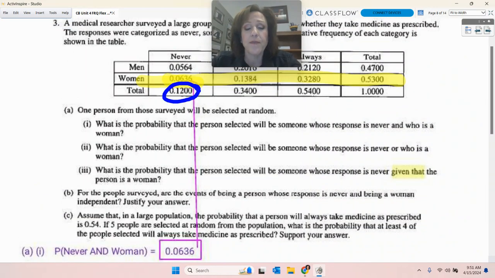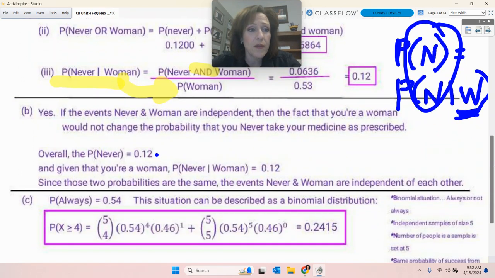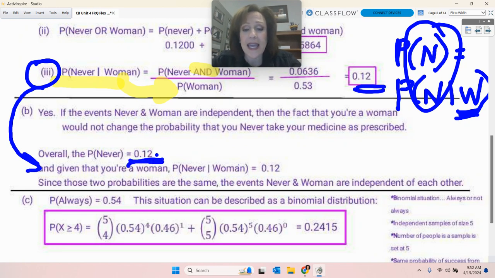Overall, probability of choosing never. And then if we do, given that you're a woman, the probability of choosing never, then never and woman over the women. So that is actually just what you did in part C, or part 3 right here. So we compare this to this, and we can see that those are the same. So the fact that you're a woman did not change the probability of you choosing never. So never and women are independent events.